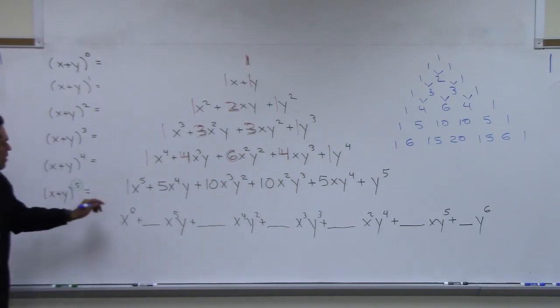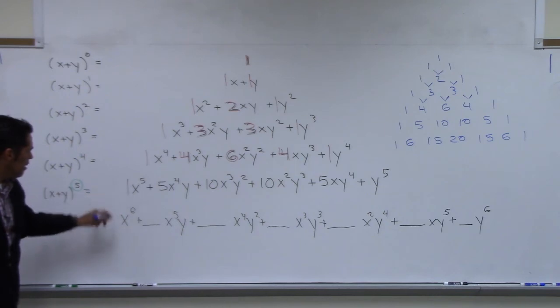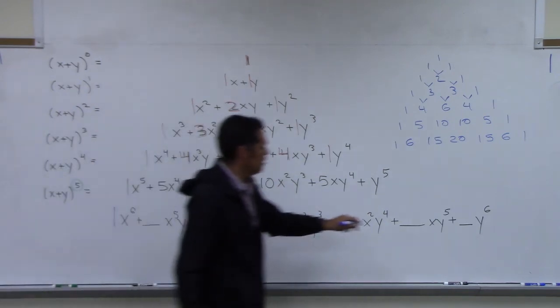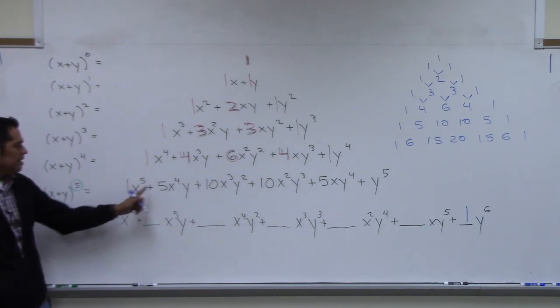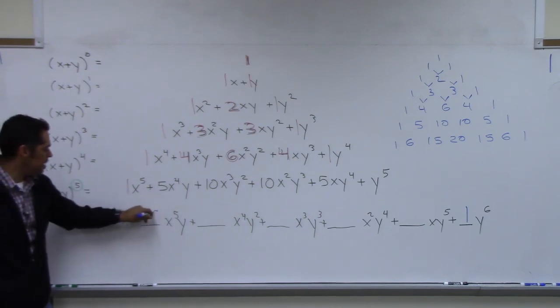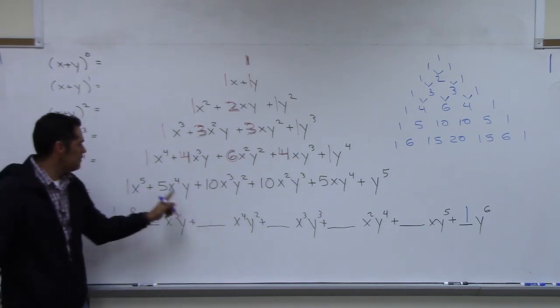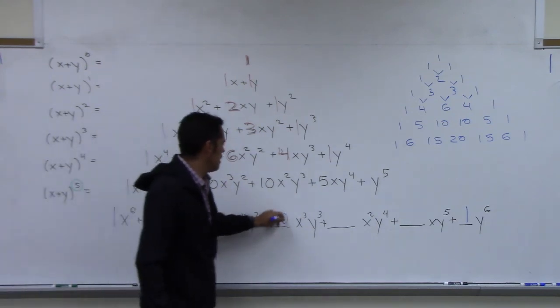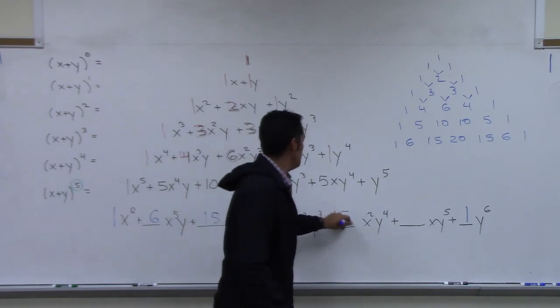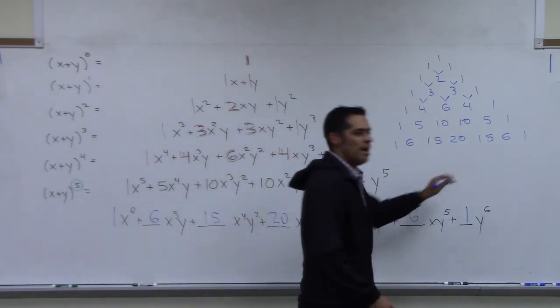What would my numbers be here? Well, I always start with the 1. I always end with the 1, right? Now, this number is going to come from the sum of these 2 numbers. So 6. This number is going to come from the sum of these 2 numbers, 15, then 20, then 10 and 5 is 15, and then 5 and 1 is 6, and then a 1 at the end.